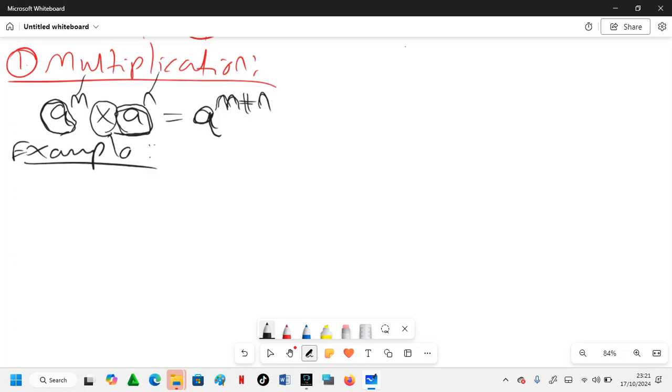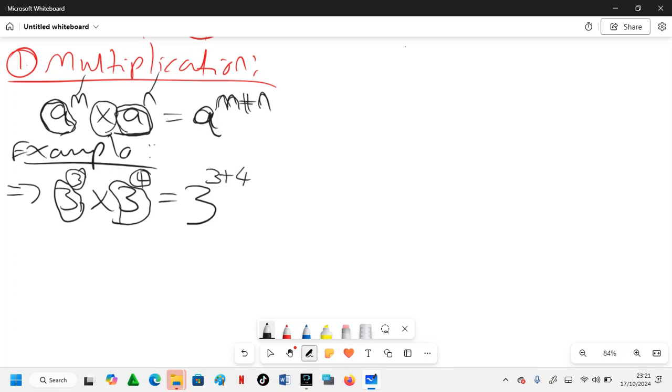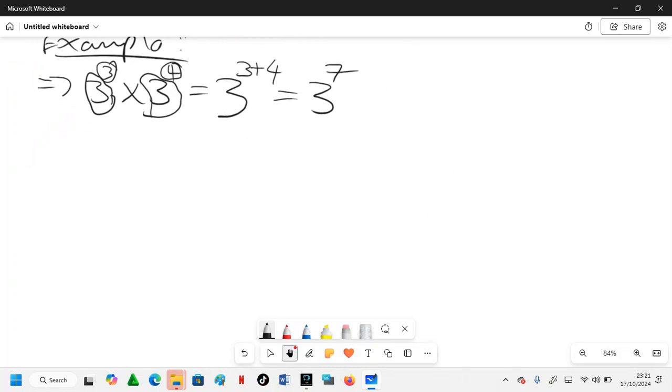I think it's going to be a little bit simpler if we do it as an example. Let's say you have 3 to power 3 and you're multiplying that by 3 to power 4. The bases are the same, so the solution is going to be 3, and then you just add the powers, that is 3 plus 4, so the answer is 3 to the power of 7. Right?